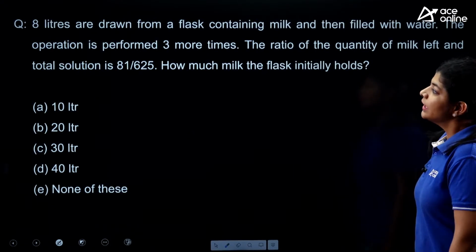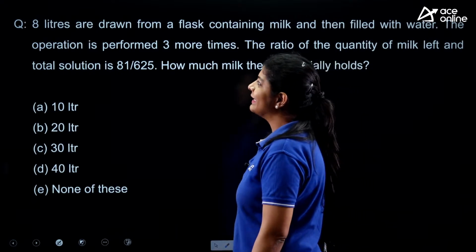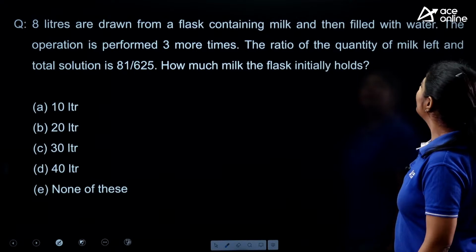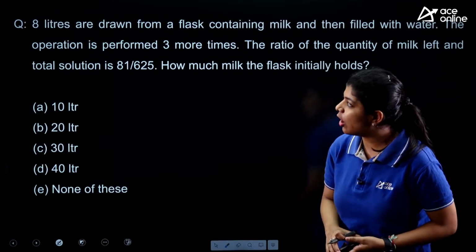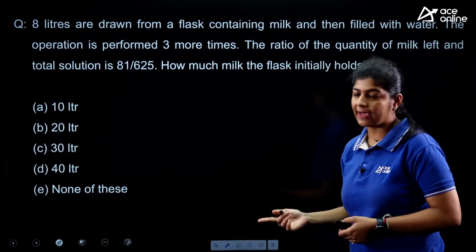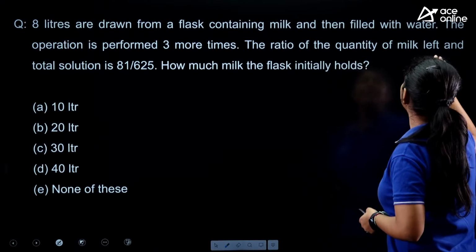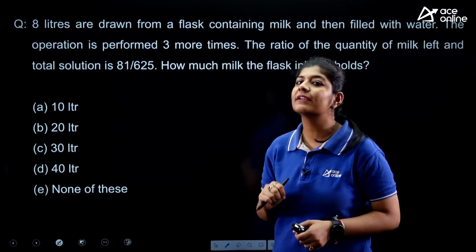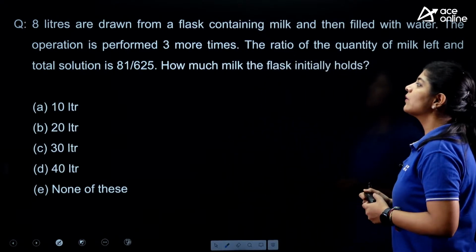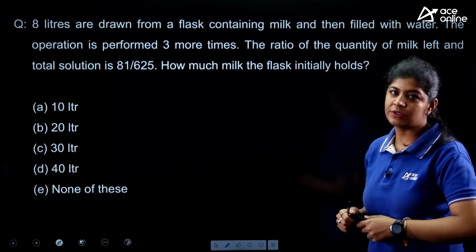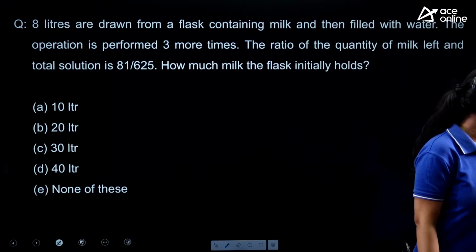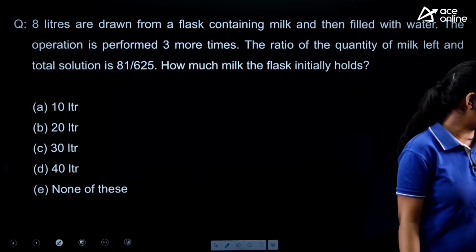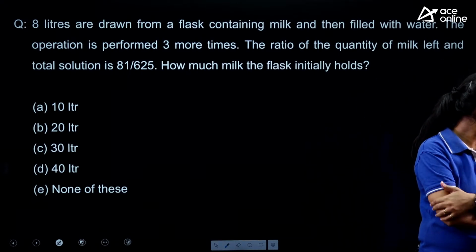Next. The next question says that 8 liters are drawn from a flask containing milk and then filled with water. The operation is performed 3 more times. The ratio of the quantity of milk left and the total solution is 81/625. How much milk does the flask initially hold? What we have to do is simply find out the initial quantity of the milk that the flask was holding. So how are we going to determine this?